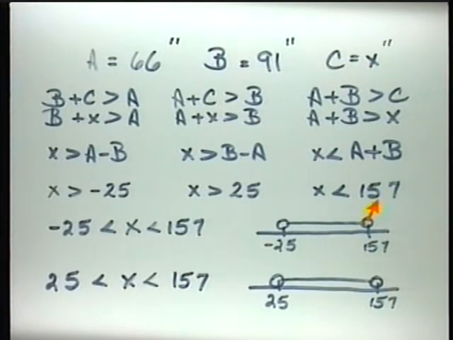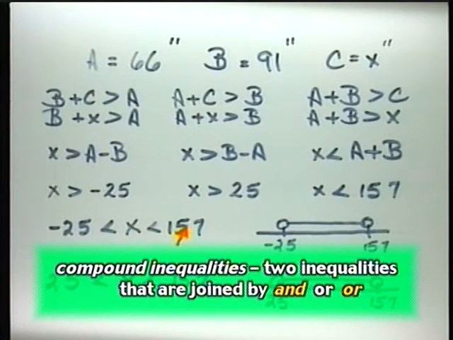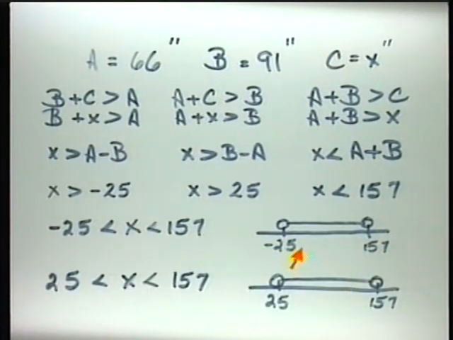From that, we can develop what's called compound inequalities. Compound inequalities are two inequalities that are joined by the words and or or. In our case, we have X is greater than negative 25 and less than 157. The number line that represents this will have open circles, since negative 25 and 157 are not part of the solutions. Open circles that are joining, since X is greater than, going this way, negative 25 and less than 157.